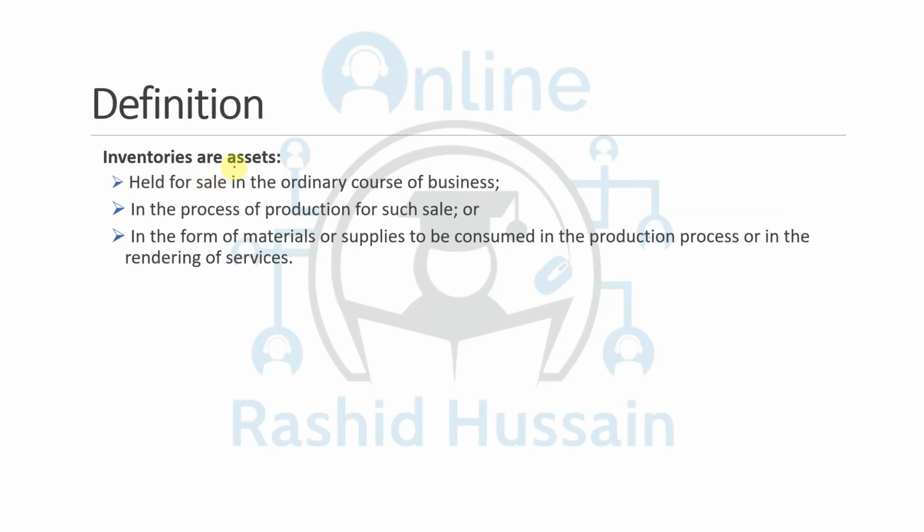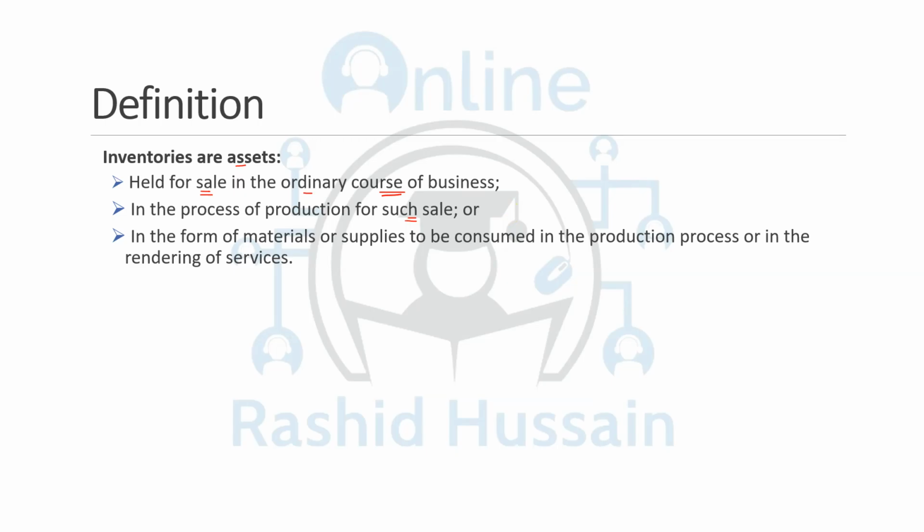So inventories are assets held for sale in the ordinary course of business. Now the ordinary course of business means your principal business activity. For example, if you sell cars, then cars are your inventory. And then we have assets in the process of production for such sale. This is simply the work in progress. For example, if you are manufacturing cars, any cars which are still in process, the work in progress, are also inventory. For example, if they are 20% completed, 30% completed, 40% completed, still they are inventory.